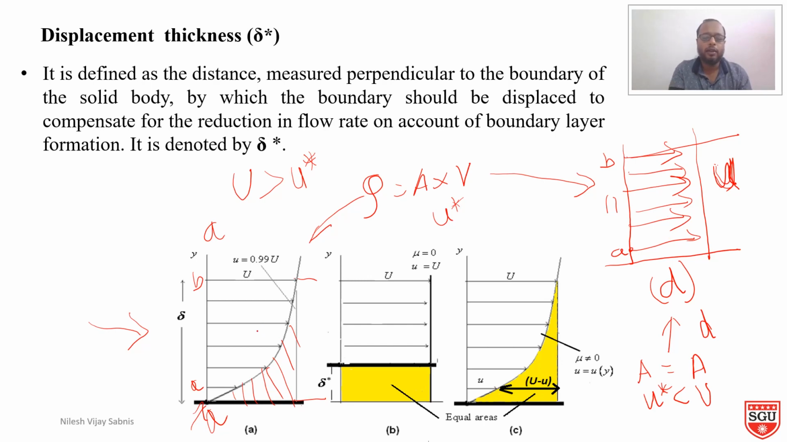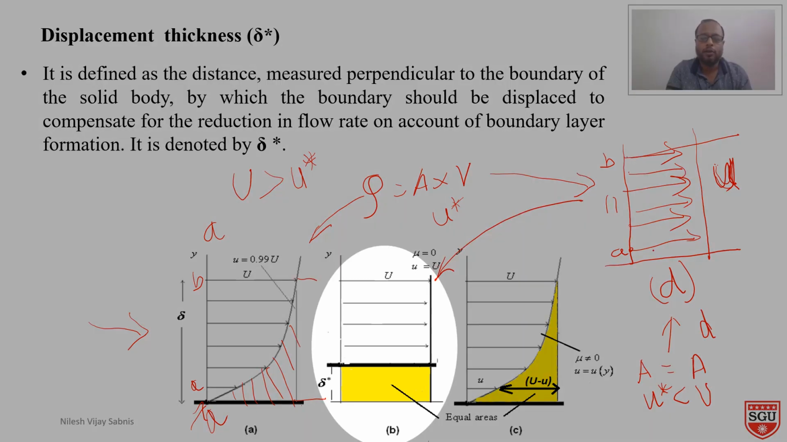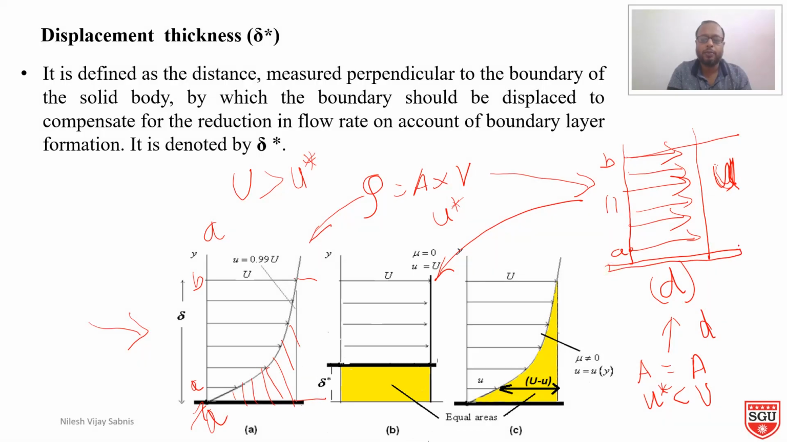We are having another condition. What we are doing? We are moving this plate. Whatever plate we are using in the example D, we are moving this plate in such a way that there is a compensation of discharge. Compensation of discharge means what? Suppose Q1 is discharge at A and Q2 is discharge at D. What I want? Q1 is equal to Q2.